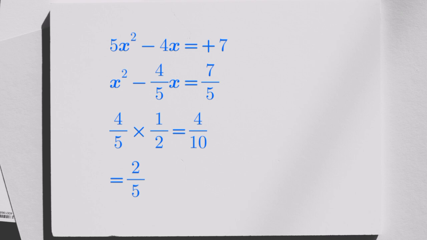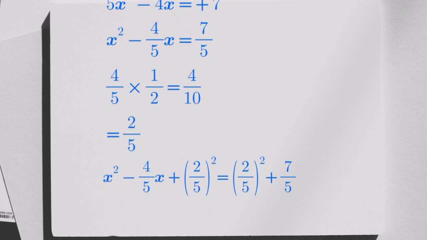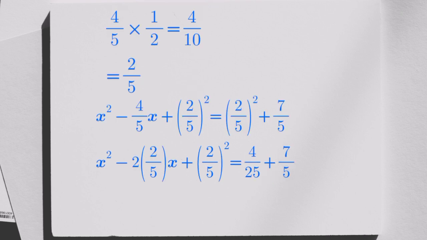So here we have x squared minus 4 over 5x plus 2 over 5 square is equal to 2 over 5 square plus 7 over 5. Now, our equation is going to look like this: x squared minus 2 multiplied by 2 over 5x plus 2 over 5 raised to the power of 2 is equal to, then the square of 2 and 5 is going to give us 4 and 25. So we have 4 over 25 plus 7 over 5.